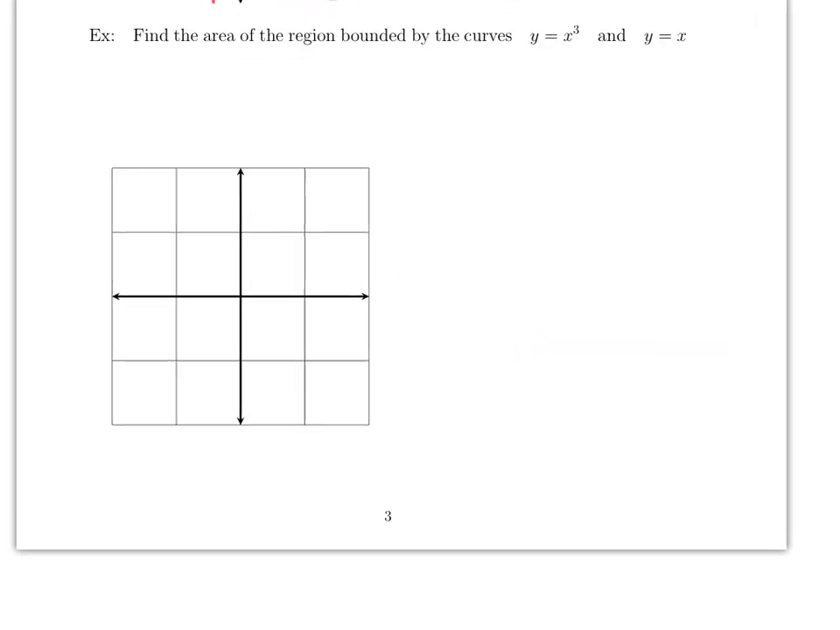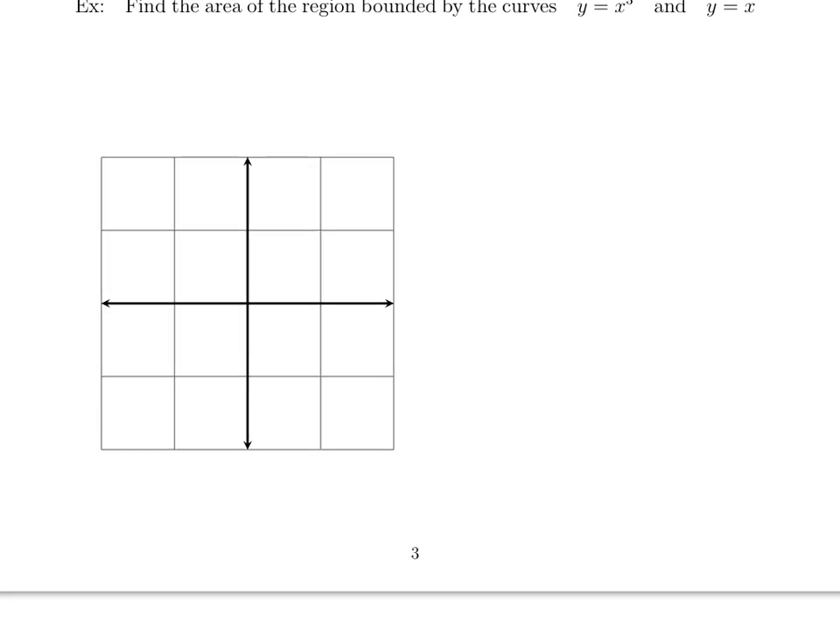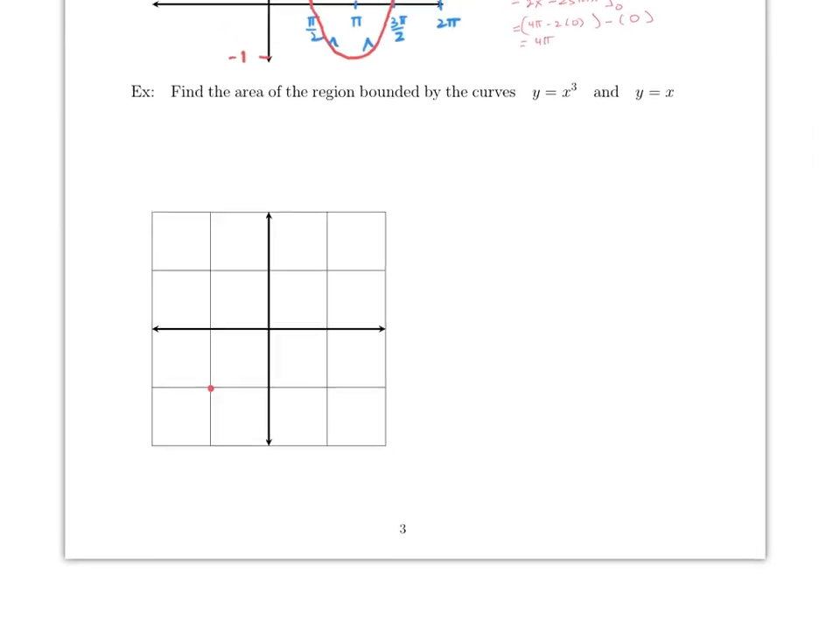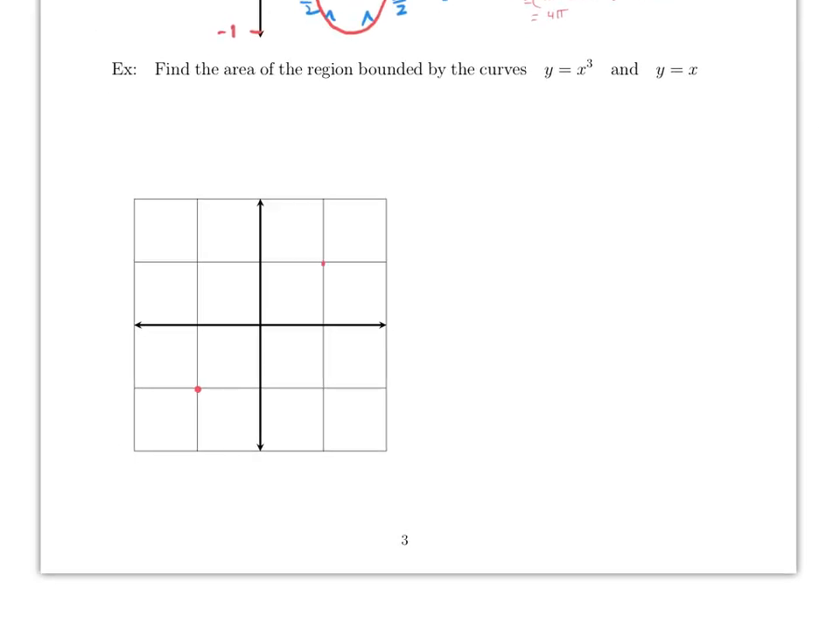All right, so let's do another example. Remember that if you graph x to the third power, the graph looks like this. This is another classical graph you need to remember forever. And x is just a straight line. Now it looks like this.